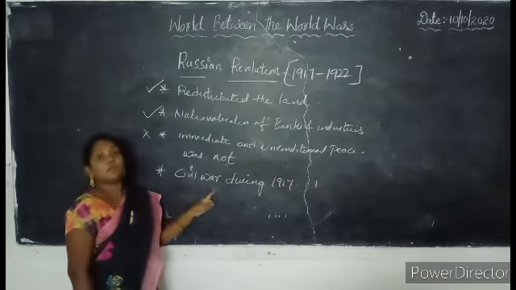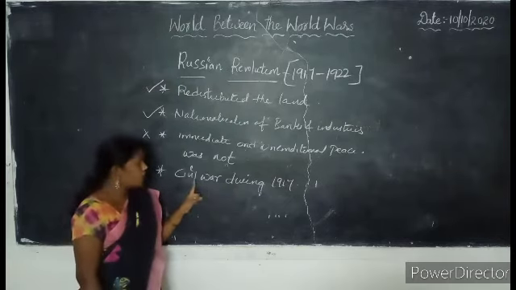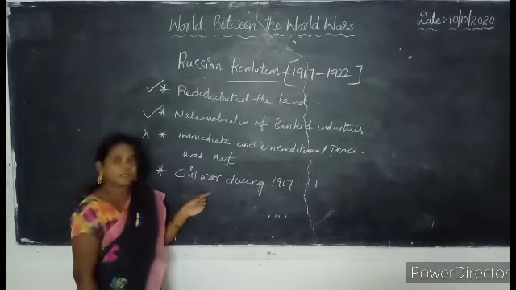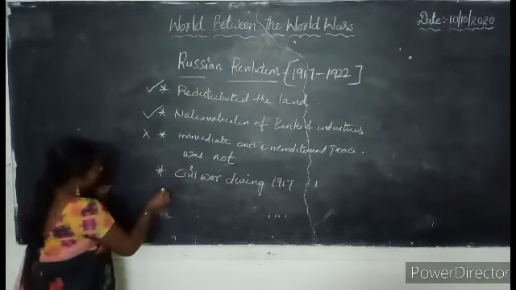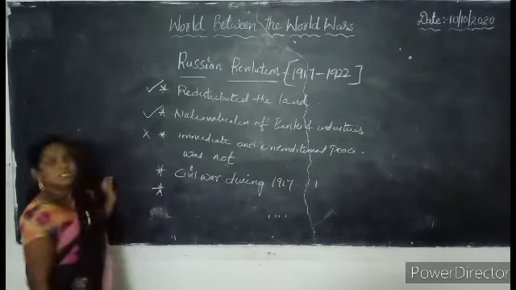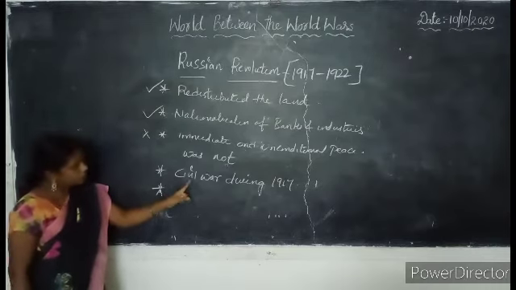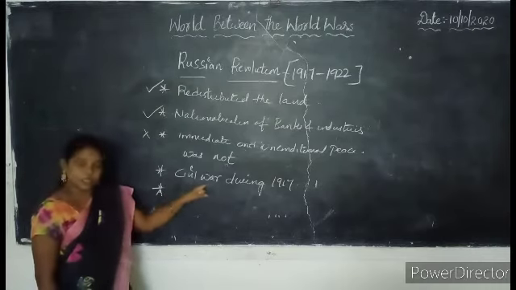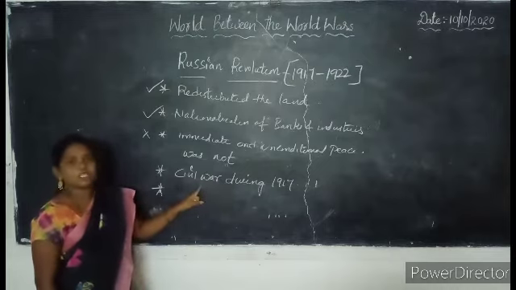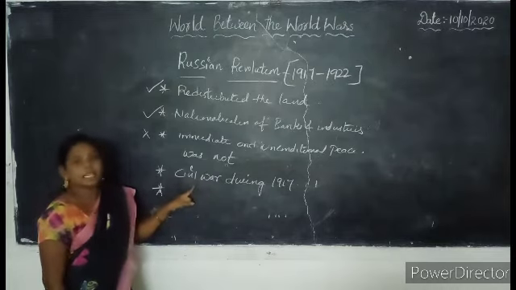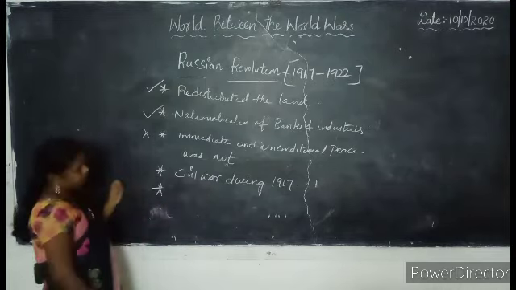Russia withdrew from World War I. So this is the civil war. What is the meaning of civil war? Who started this civil war? Let us see. Civil war means the internal war within the country. We call it a civil war. So who started the civil war in Russia?